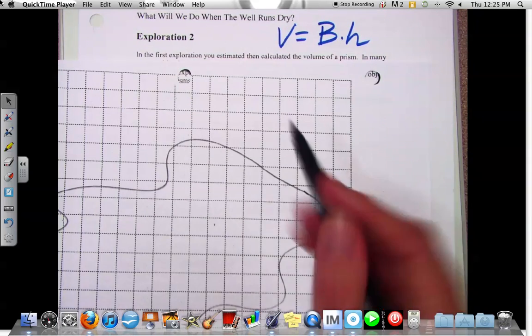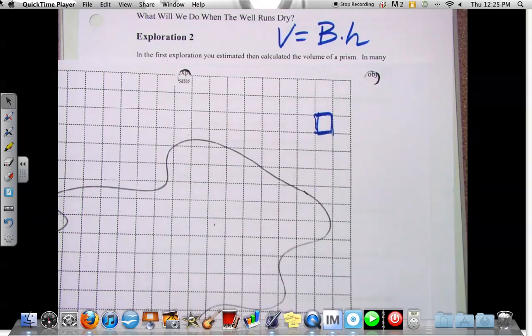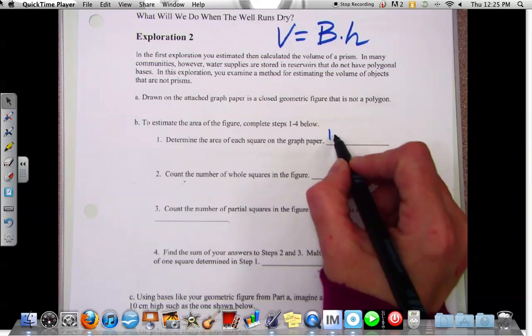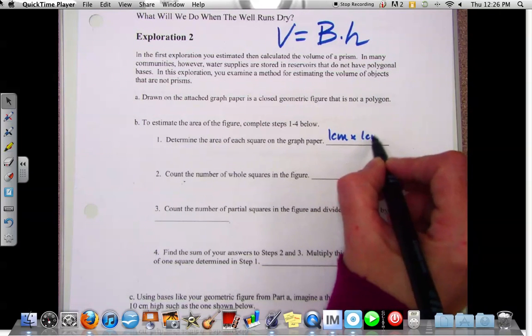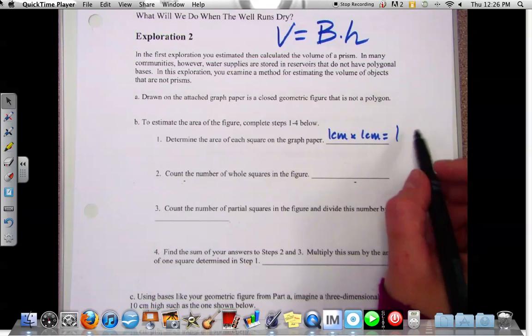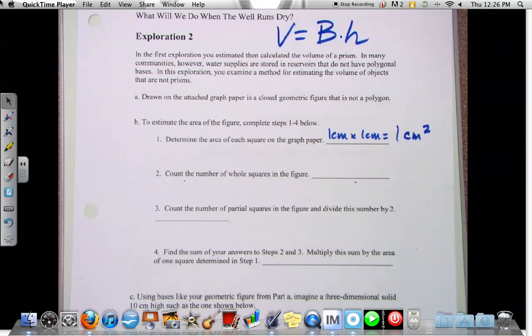So, you have several different squares on here. What's the area of this square right here? 1 by 1 centimeter. Yes, 1 by 1 centimeter. So you have 1 centimeter by 1 centimeter, which gives us an area of what? 1 what? Centimeter squared. All right, count the number of whole squares in the figure.